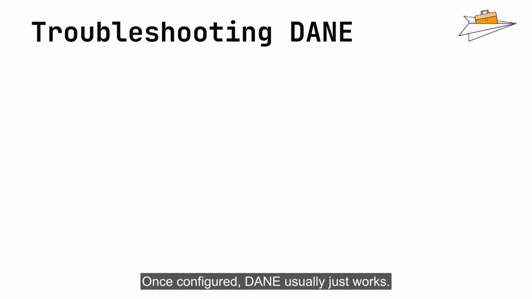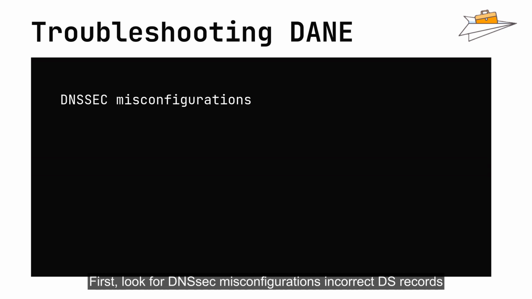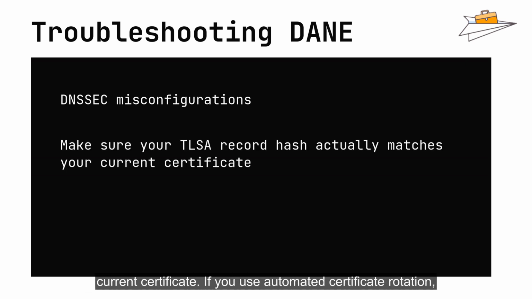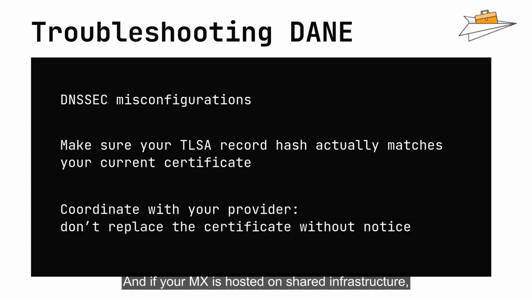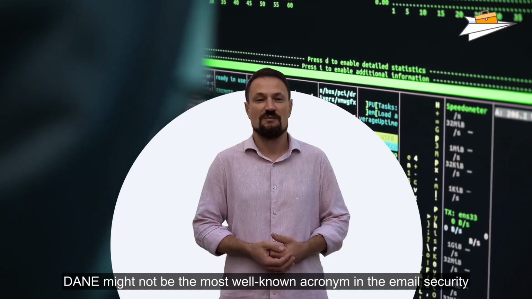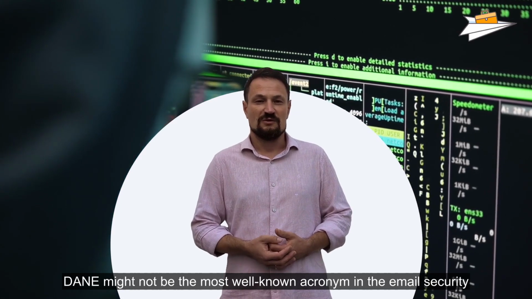Once configured, DANE usually just works. But if something breaks, here are a few things to check. First, look for DNSSEC misconfigurations. Incorrect DS records or unsigned zones are the most common culprits. Second, make sure your TLSA record hash actually matches your current certificate. If you use automated certificate rotation, ensure your TLSA records are updated accordingly. Otherwise, validation will fail as soon as the old cert expires. And if your MX is hosted on shared infrastructure, coordinate with your provider to make sure they don't replace the certificate without notice.